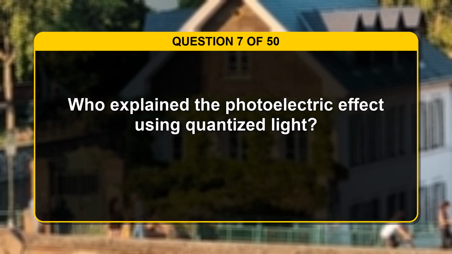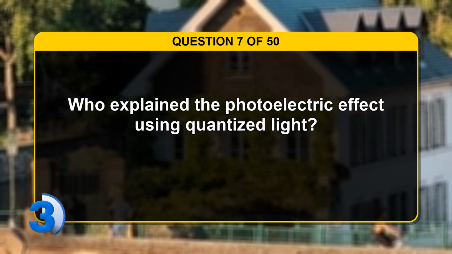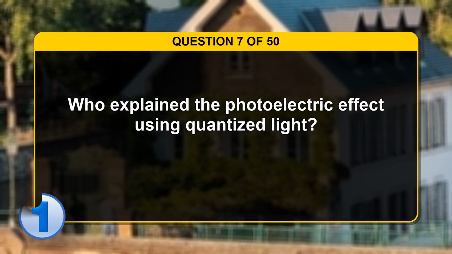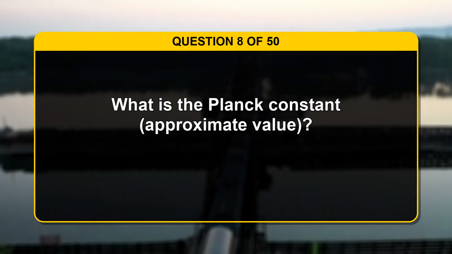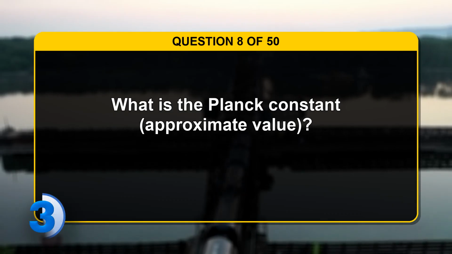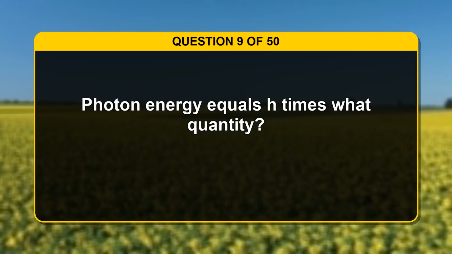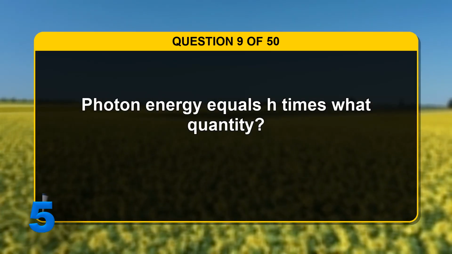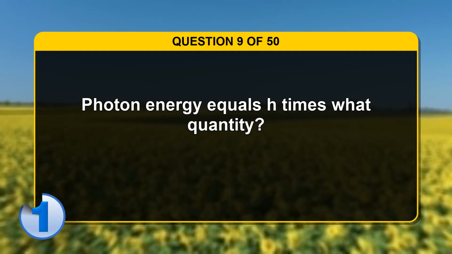Who explained the photoelectric effect using quantized light? Albert Einstein. What is the Planck constant, approximate value? 6.626 times 10 to the negative 34 J·s. Photon energy equals h times what quantity? Answer: frequency.